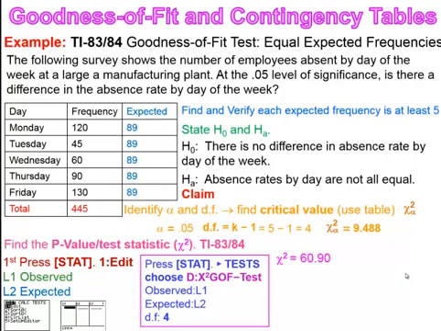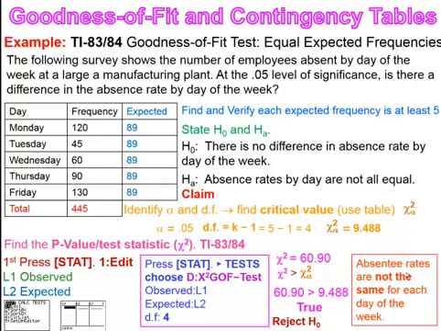So our test statistic here is 60.90. Now I'm testing, is 60.90 greater than our critical value? In this case, it's a true statement. 60.90 is greater than 9.488. Because it's a true statement, we're going to reject the null hypothesis. Because we're rejecting the null, we can state that the absent rates are not the same for each day of the week, or there's a difference between the absent rate based on the day of the week.